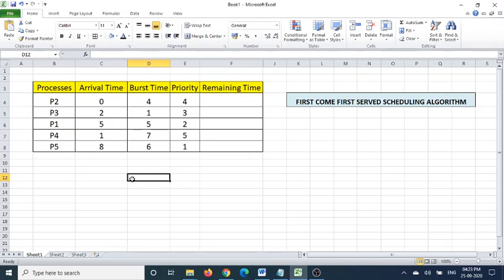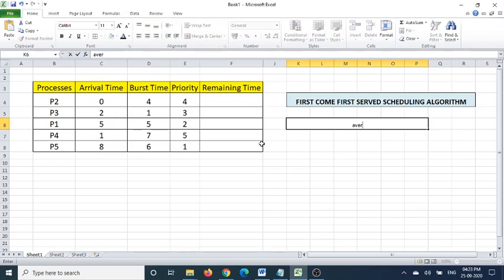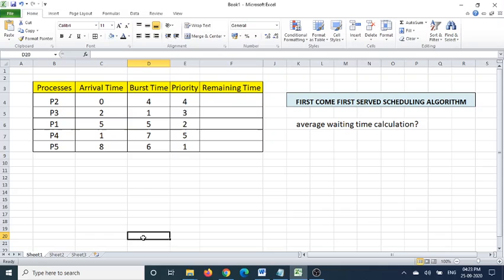Hello everyone. We're going to see about the scheduling algorithm, which is called first come, first served. The objective of this study is to find the average waiting time. Calculation is our objective here. So how are we going to achieve this finding? That's what we're going to do.